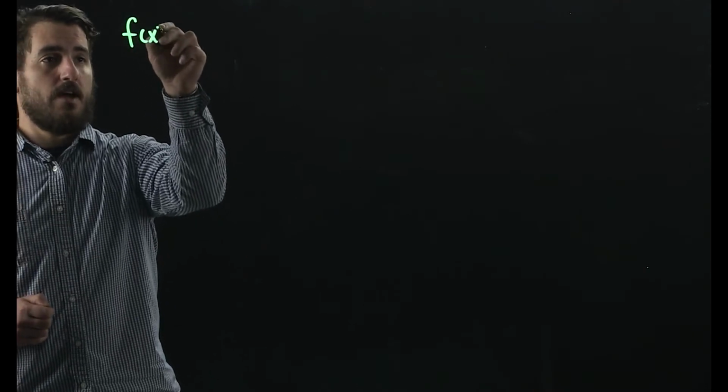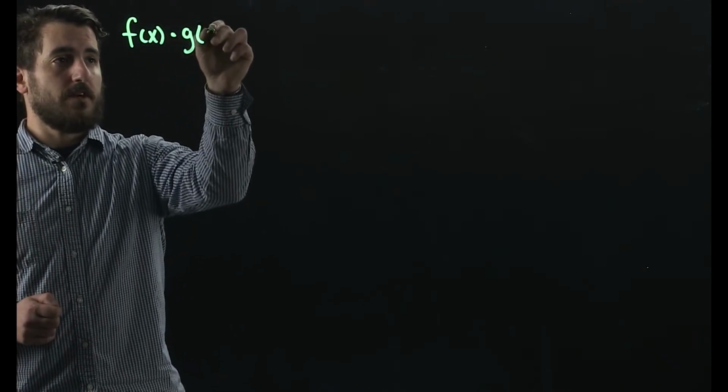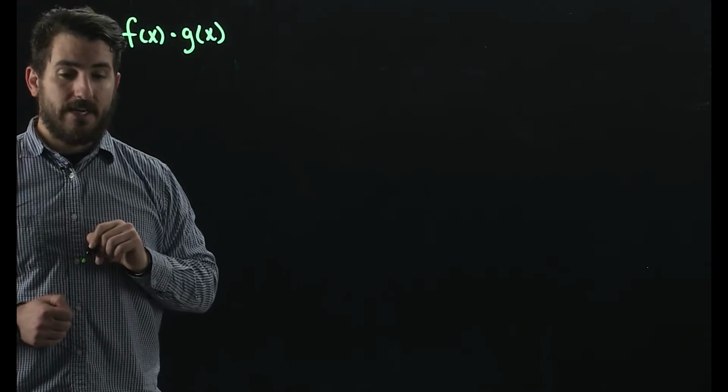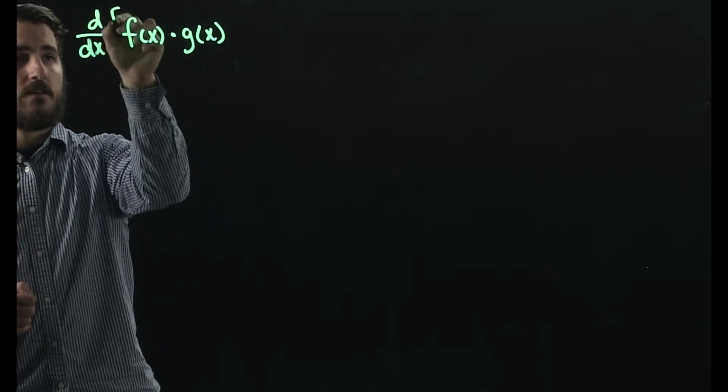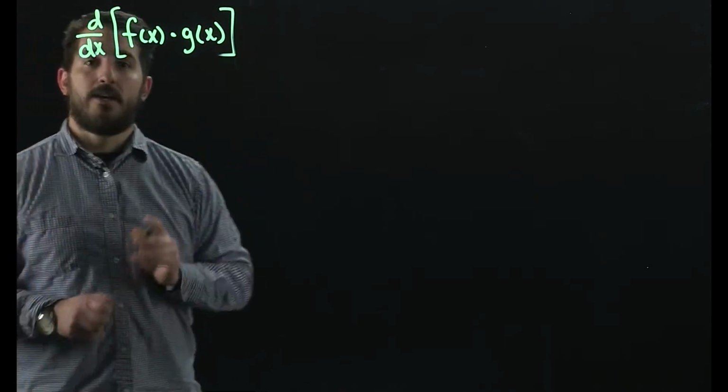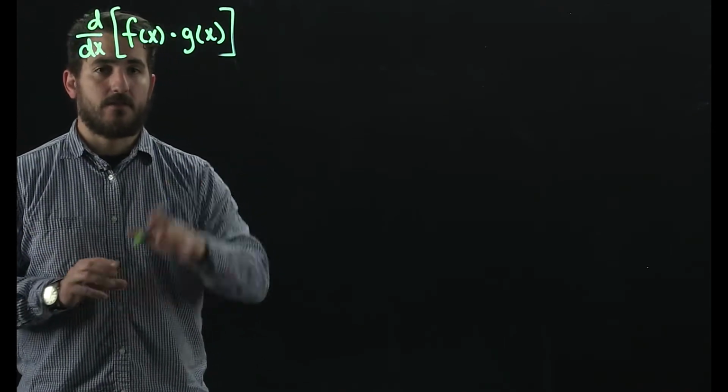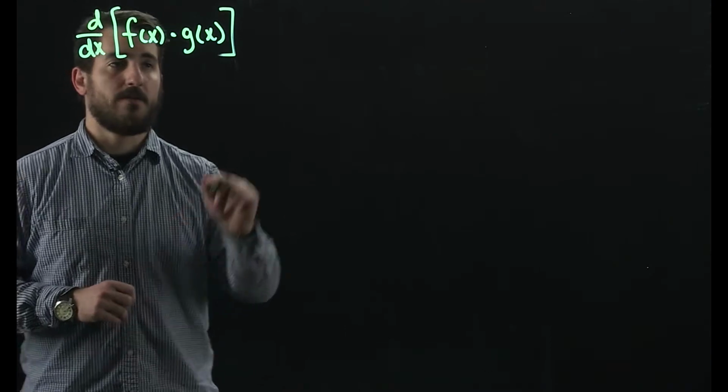Hello, today we are going to be talking about the product rule. So we're given two differentiable functions, f of x, times another differentiable function, g of x. If we want to take the derivative of this, that's going to be d dx of this product. Now, unfortunately, we cannot just distribute the derivative operator to each one of them.